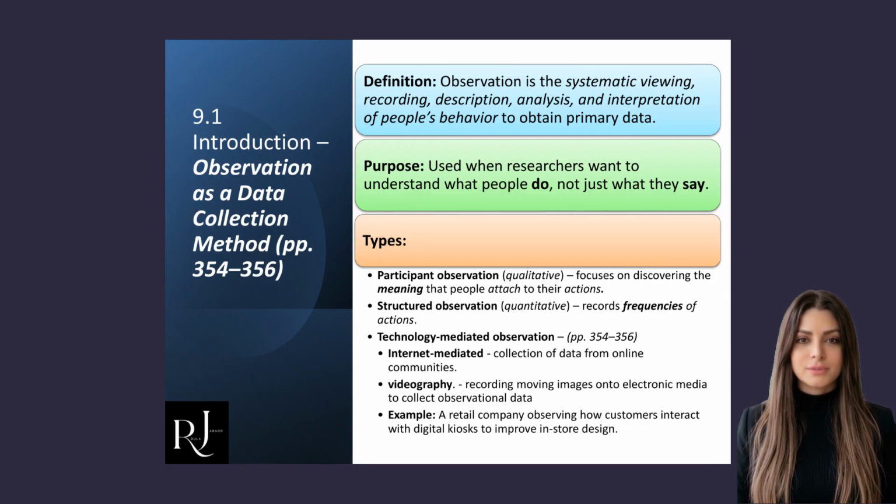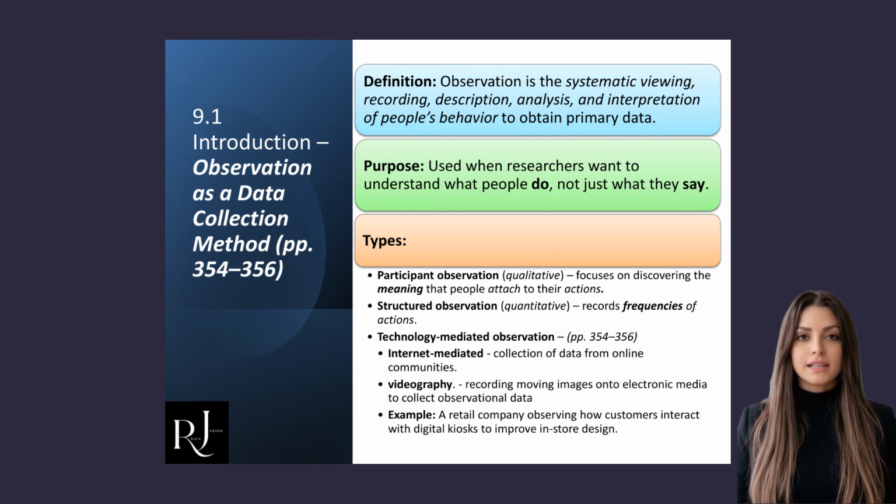What exactly is observation in a research context? According to our textbook, it is the systematic viewing, recording, description, analysis, and interpretation of people's behavior to obtain primary data. The key word here is systematic. It isn't just watching, it is watching with a purpose and a plan.